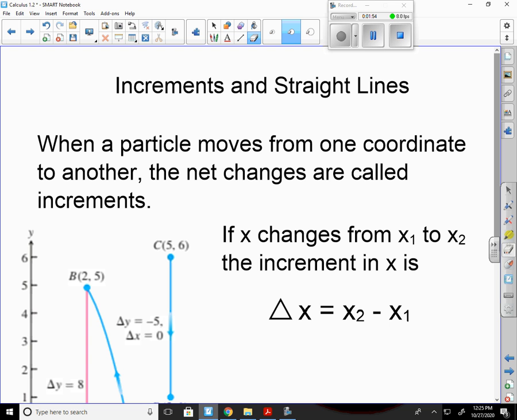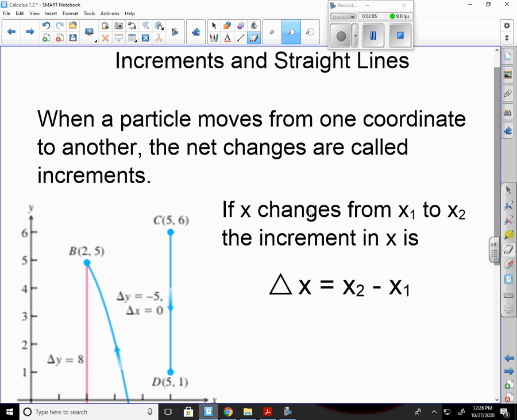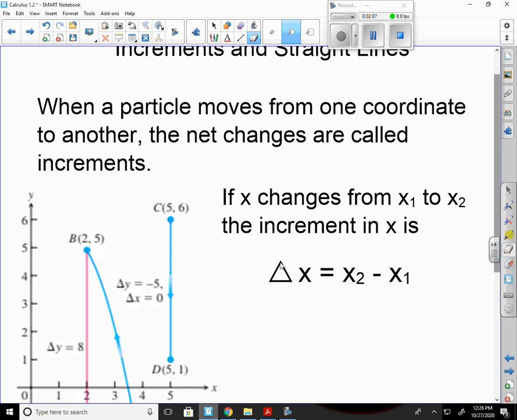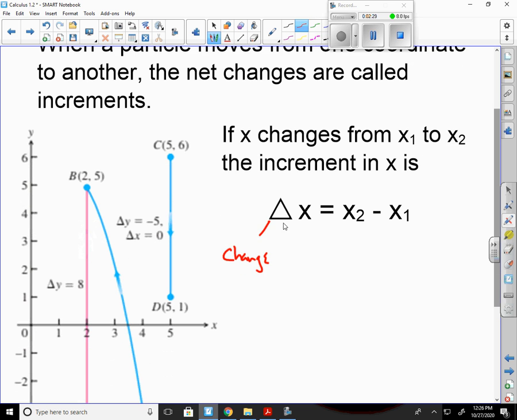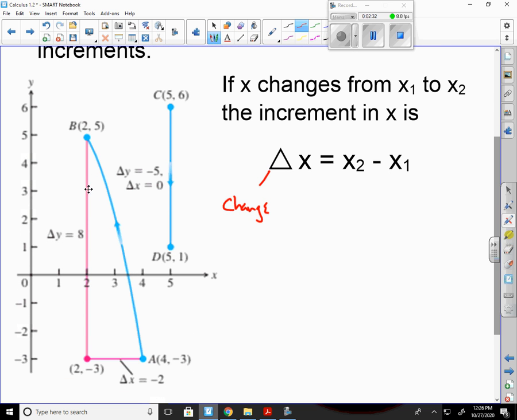Increments in straight lines. Whenever a particle moves from one coordinate to another, the net changes are called the increments. So if x changes from x1 to x2, then the increment in x is delta x. That's what this triangle means. Delta x, or the change in x, is equal to x2 minus x1. I'm sure you guys have seen delta in physics, but that just means the change. So delta x is x2 minus x1, or the distance between the points.